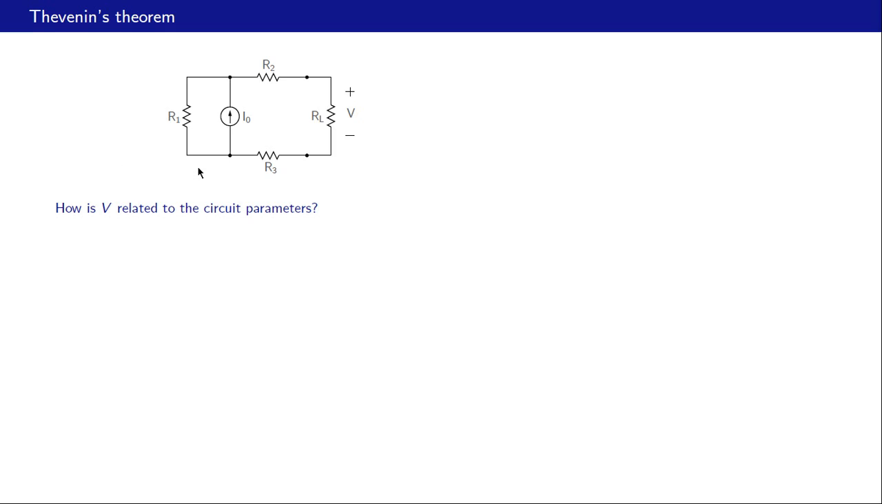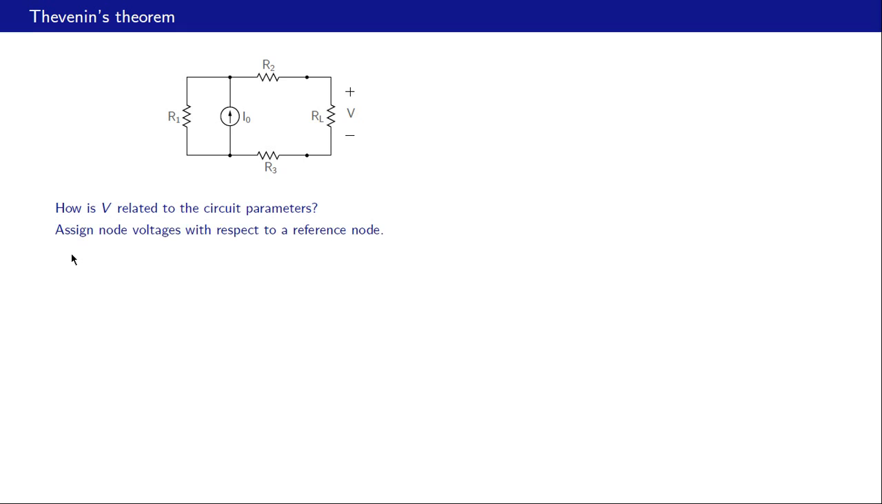Here is a circuit to which we have connected a load resistor RL, and we are interested in this voltage V across RL. And in particular, we want to ask this question: how is V related to the circuit parameters?